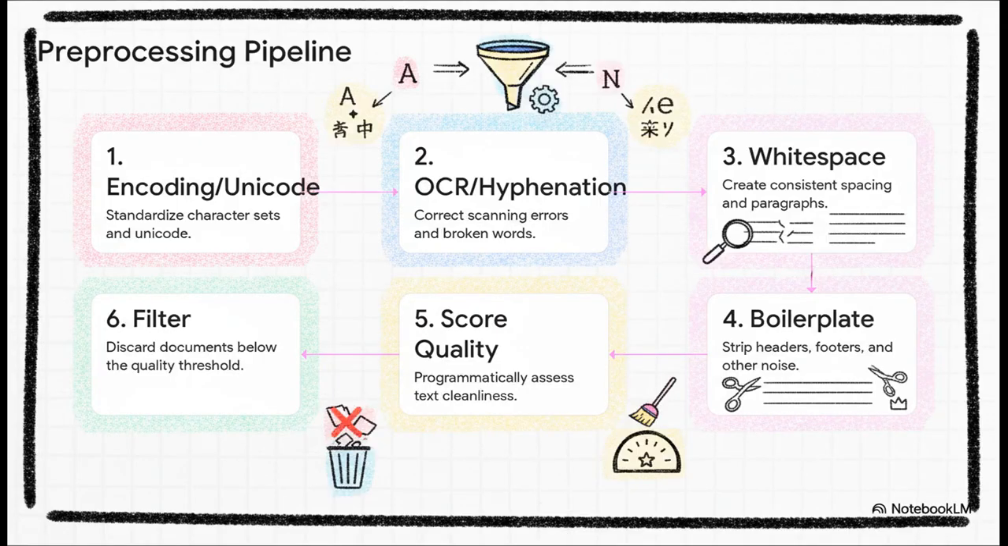And here you have it, the whole pipeline, start to finish. And listen, the order here really, really matters. You start small with the character level stuff like encoding in Unicode. Then you fix OCR and hyphenation. Then you go bigger, handling the structure like whitespace and boilerplate. And only at the very end do you score it and filter out the bad stuff. Follow these steps in order.